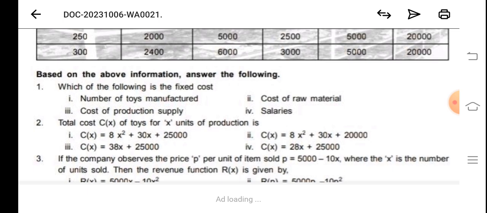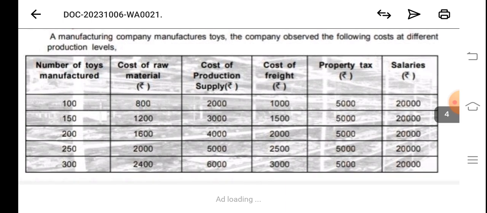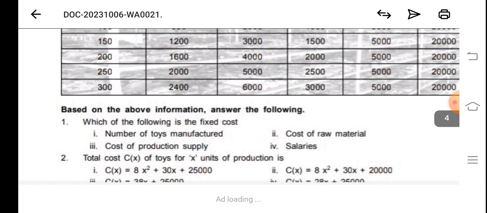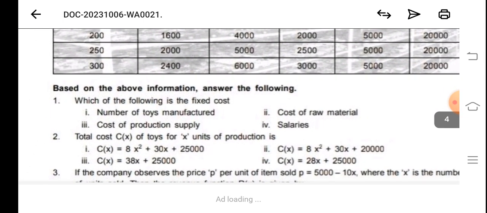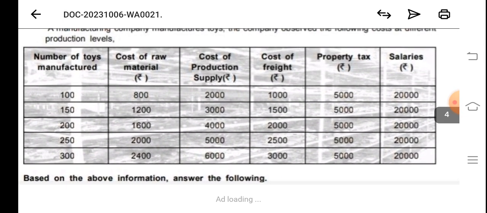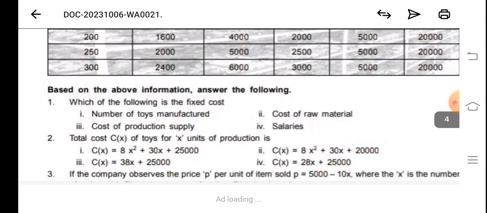Which of the following is a fixed cost? They have listed the number of toys manufactured. The number of toys manufactured is going to vary, so that is not fixed. Cost of raw material is also changing, so that is not fixed. Cost of production supply is also changing, so it's not fixed.